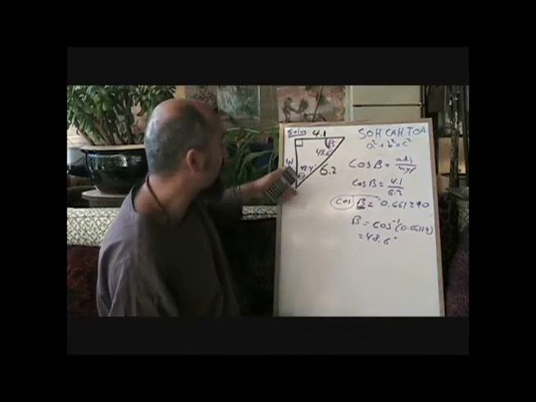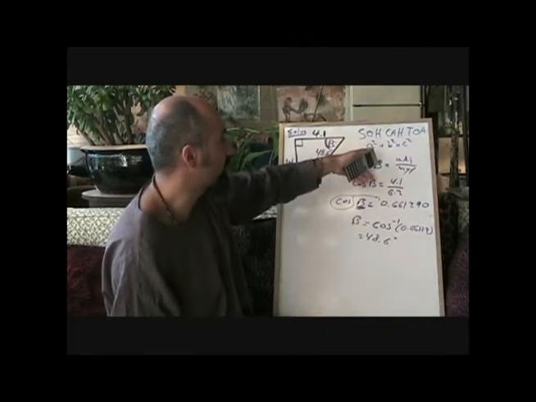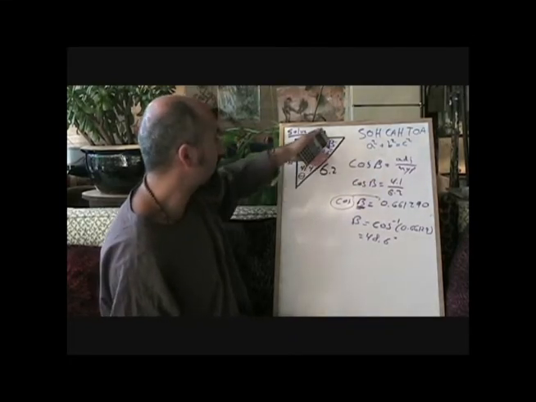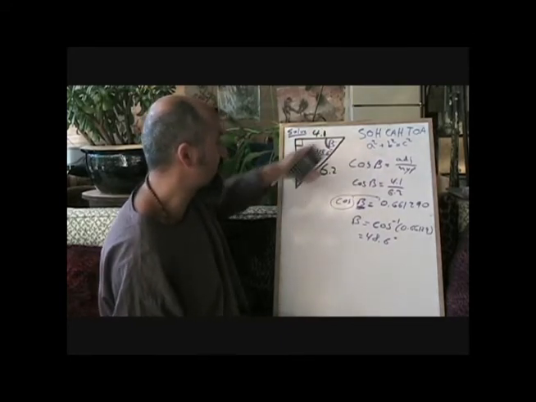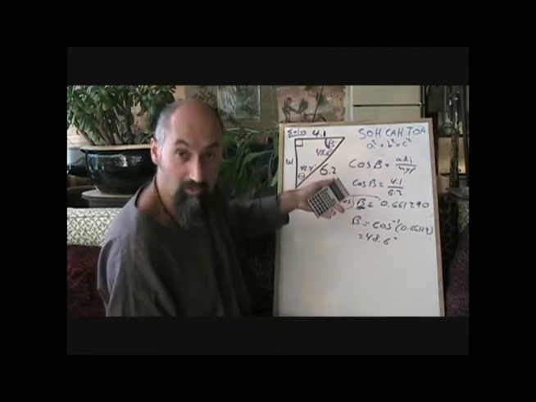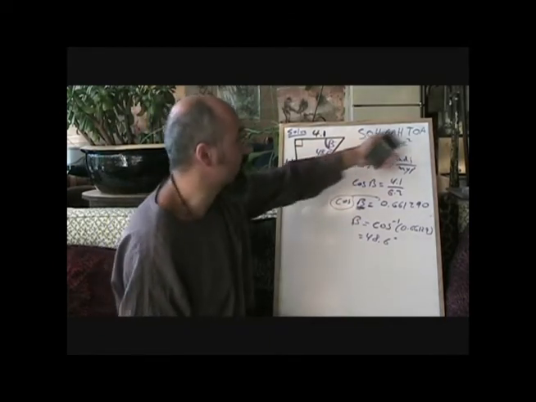How are you going to solve for W? You can use the Pythagorean theorem, which would be a squared plus b squared equals c squared. Now c is always the hypotenuse, and this could be a or this could be b. It doesn't make a difference. You can switch them up. Or you could use SOH CAH TOA.